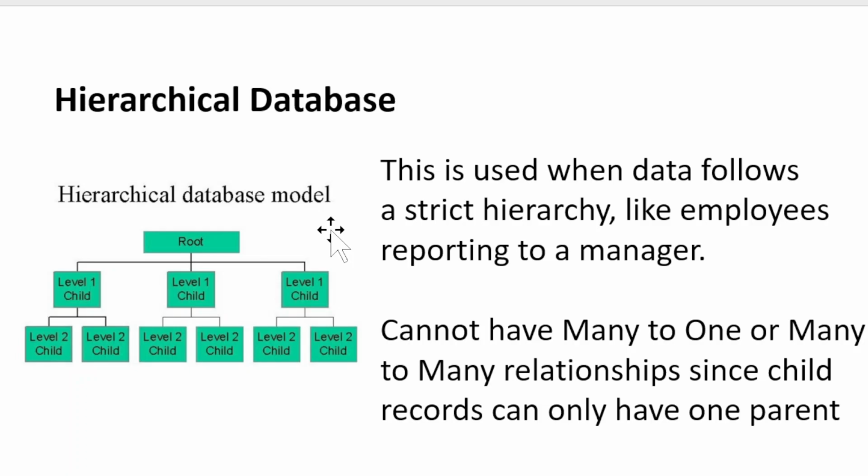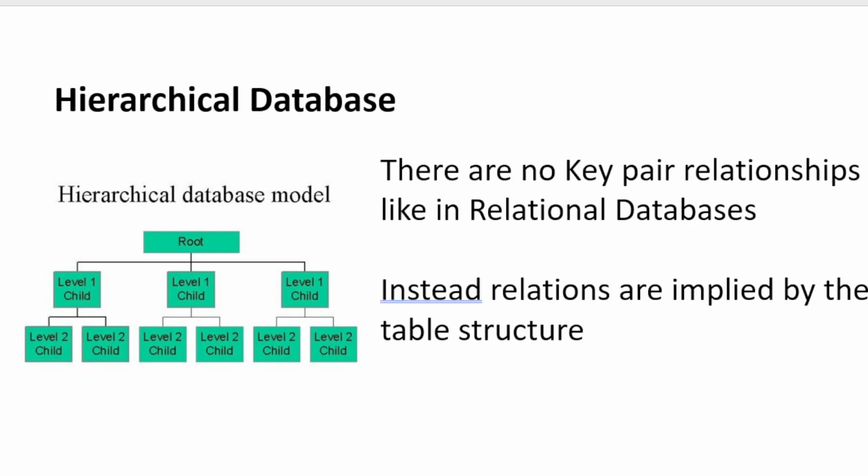But this is what this is used for. It's very strict. It works very well if this is the only thing you're trying to do, if you're trying to have this hierarchical type of structure. I think IBM has the basis of it. They kind of started the whole thing, but you're not going to see a lot of it in use because it's kind of a one-trick pony. There are no key pair relationships like in a relational database. Instead, the relations are simply implied by the table structure. It's a tree, and you're looking down the tree.